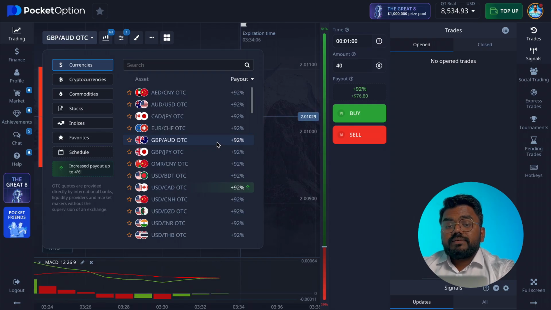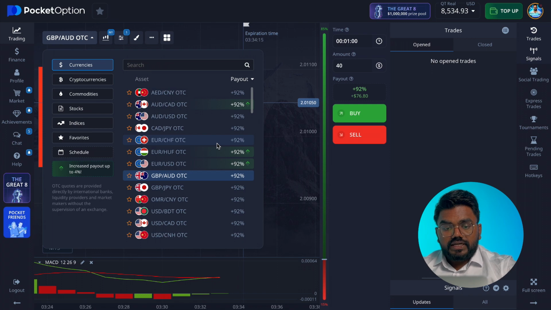So let's imagine the key rules: avoiding fake signals. Don't trade every crossover, guys. Avoid flat or sideways markets. Use MACD strategies with clear trends, and let's go with this.